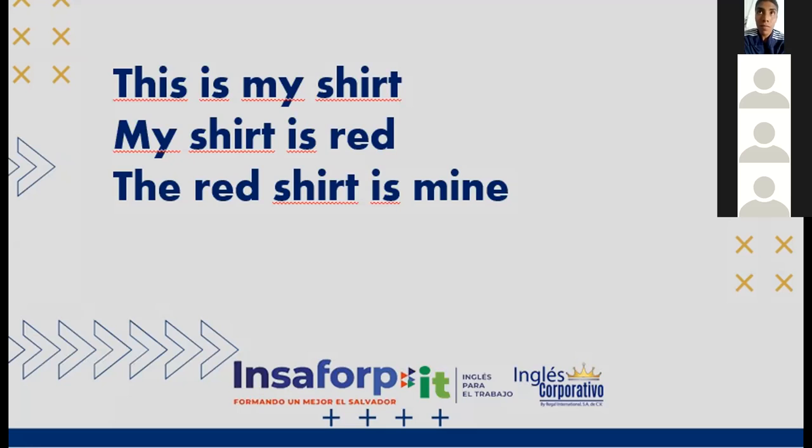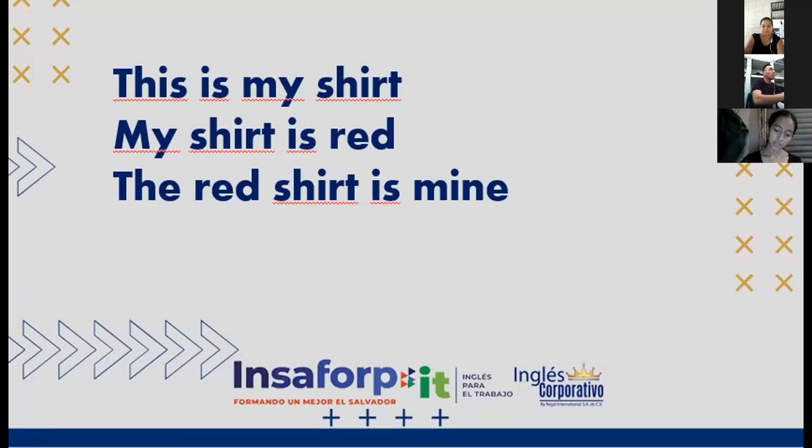Eunice, please. This is my shirt. My shirt is black. The black shirt is mine. Excellent. Edwin. Hi, teacher. This is my shirt. My shirt is gray. The gray shirt is mine. Excellent. Ali. This is my shirt. My shirt is gray. The gray shirt is mine. Excellent. Very good.